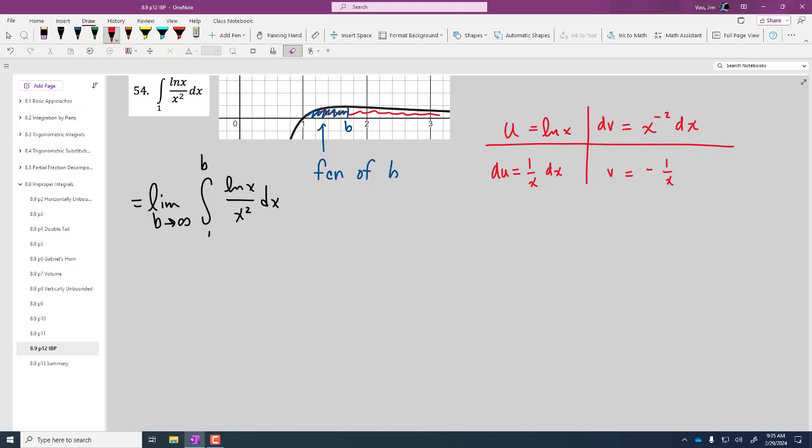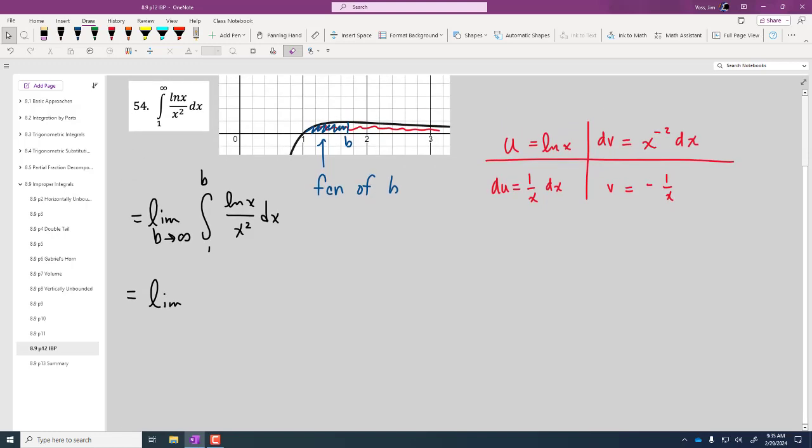So let's come back over here. We have limit. Sorry, what was on the original equation, what's the upper limit? Is it infinity? It's infinity, okay. Yes. Yeah, so it goes on forever, which says it's unbounded.